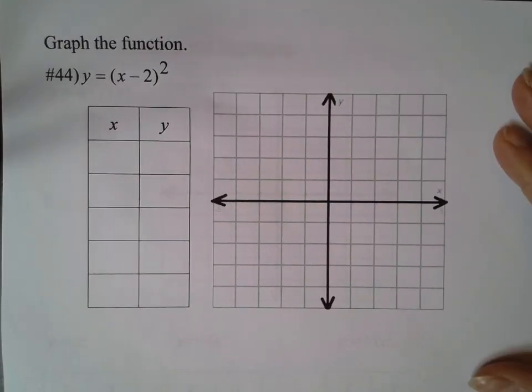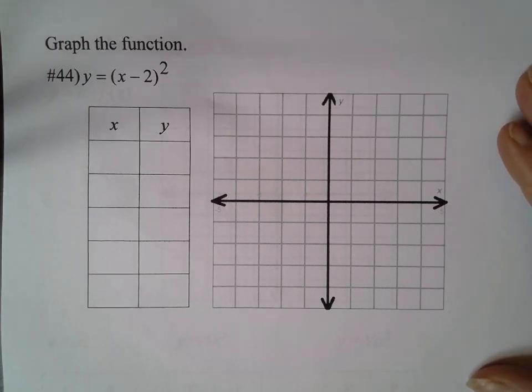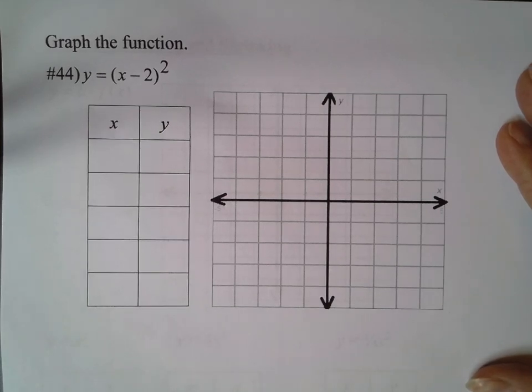This one looks similar, but it is different, okay? Now we have the x - 2 in parentheses squared. And so that's going to cause a different type of shift. Can you guess which way this parabola is going to shift? Okay, let's graph it and find out.